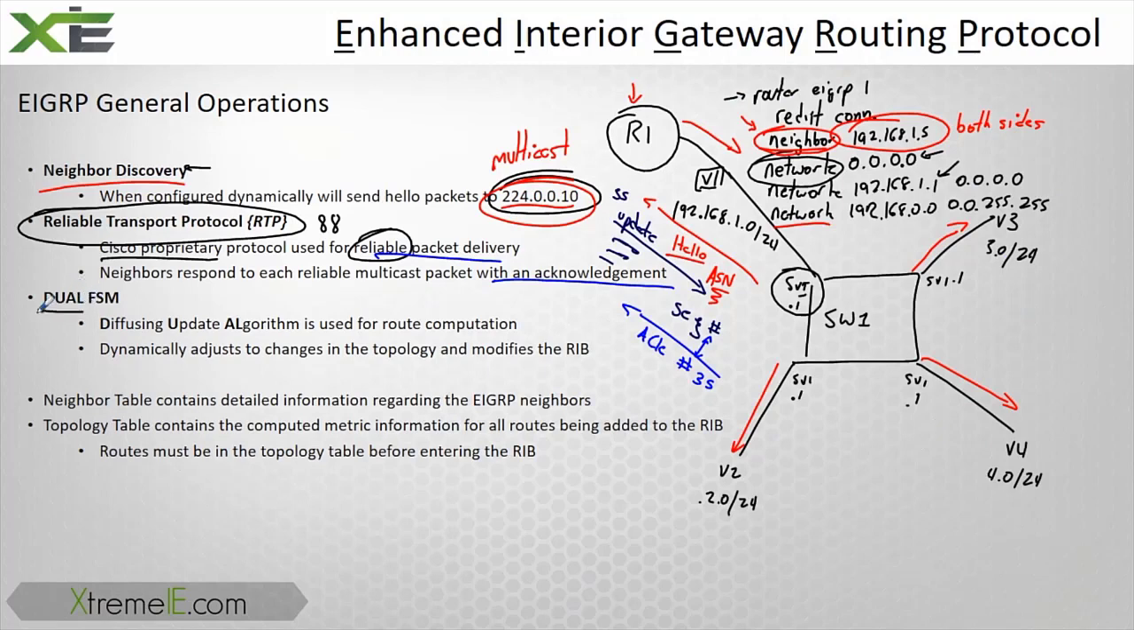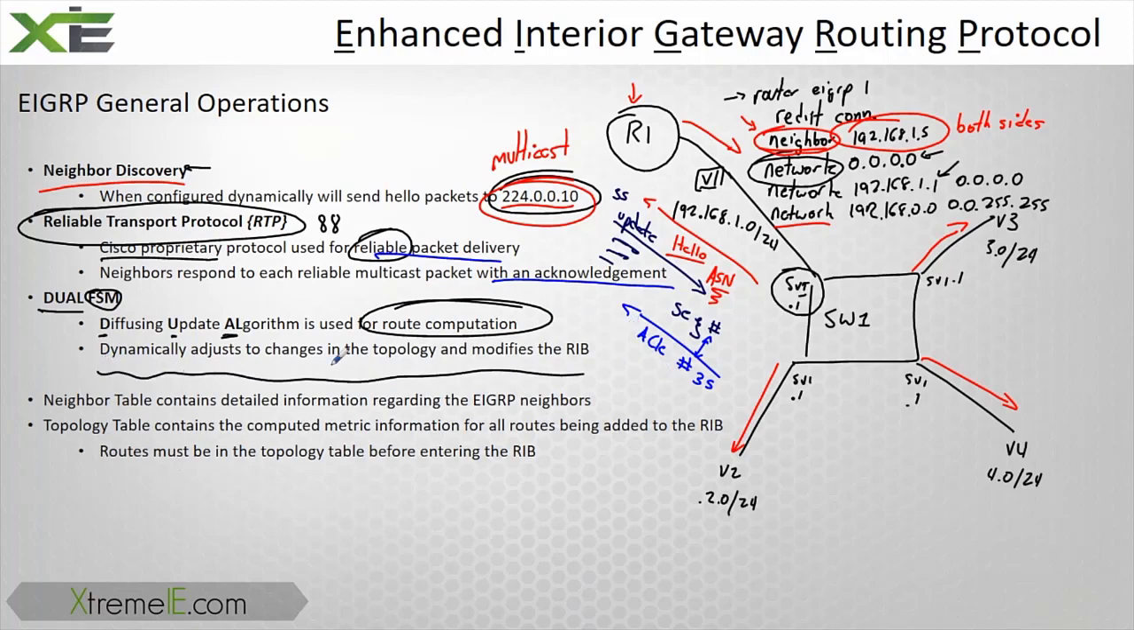Now, EIGRP uses something called the DUAL FSM, dual finite state machine. That's what FSM stands for. And DUAL stands for Diffusing Update Algorithm. This is the algorithm that actually is responsible for the route computation. That long, obnoxious metric that we see in EIGRP, DUAL is actually what's responsible for calculating that metric, and it's what's creating our best path selection in EIGRP based on those metric values. So this is actually the metric calculation.